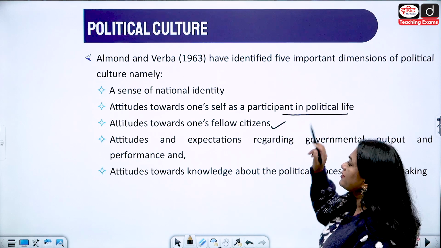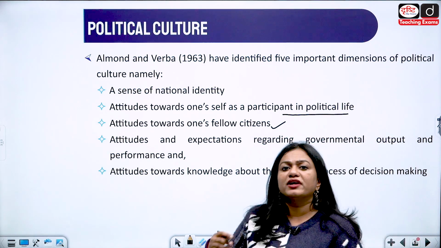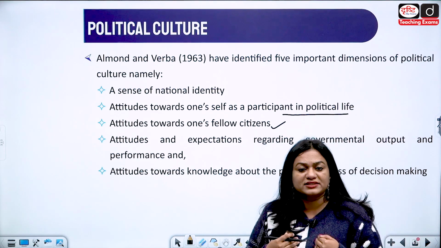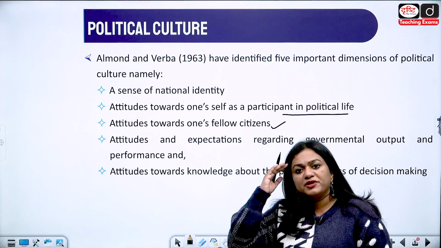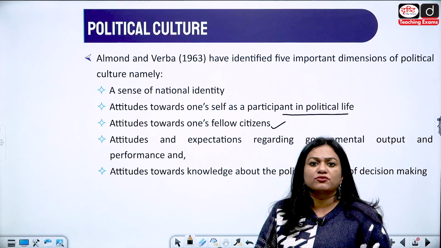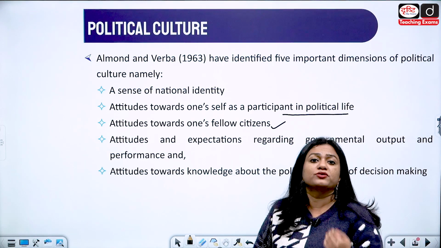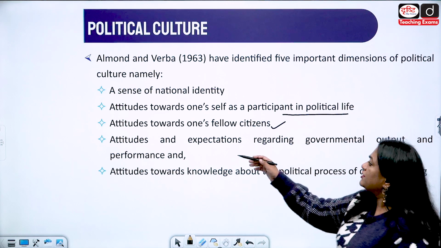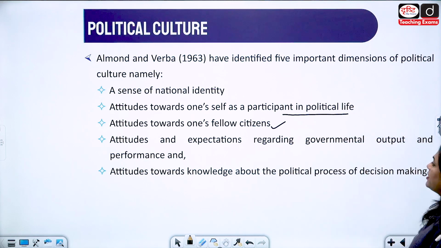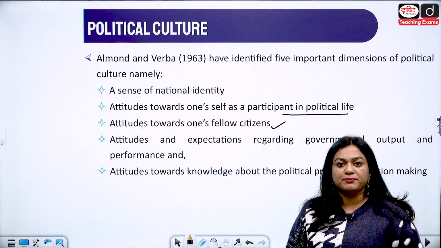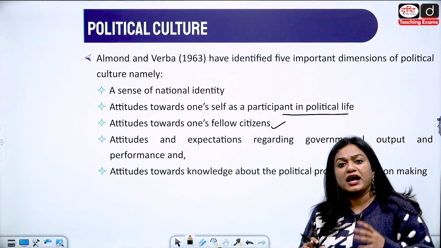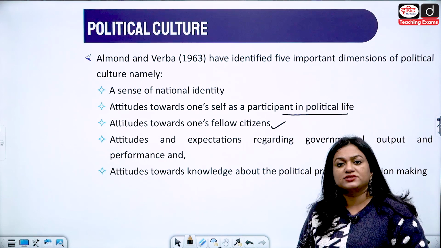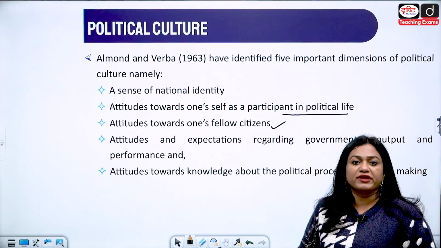Attitudes towards one's fellow citizens. When I am casting a vote or participating in anything, I know that I am not doing it only for myself, but I have a greater perspective in mind, that my actions are going to affect not only me, but the other fellow citizens as well. Attitudes and expectations regarding governmental output and performance. People have an attitude and perspective about what sort of political decisions are going to take place, and they know how to react as well.